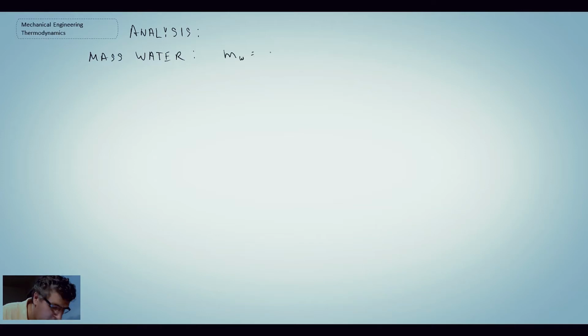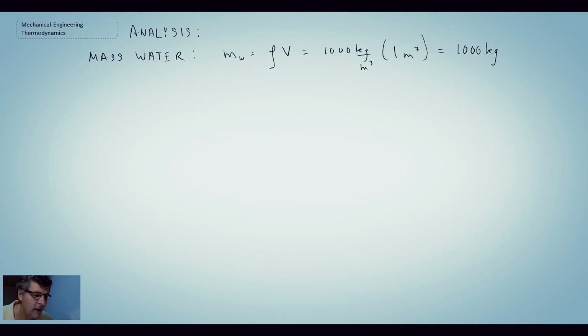And the way that we'll do that is the density of water times the volume. We'll assume 1,000 kilograms per meter cubed for the density of water, which is pretty close. And the volume, 1 meter cubed. We get 1,000 kilograms for the mass of the water.